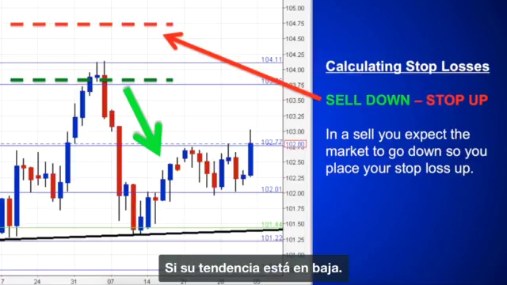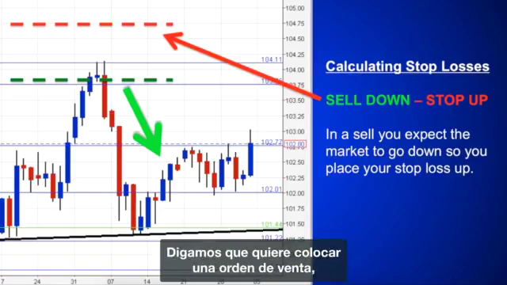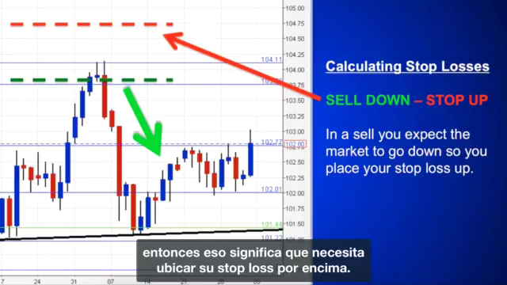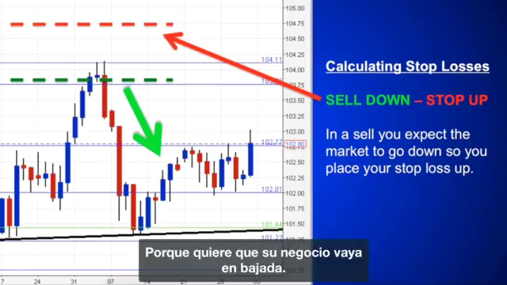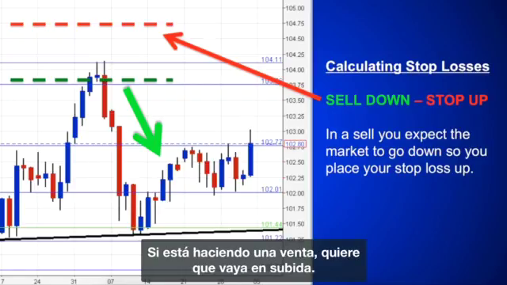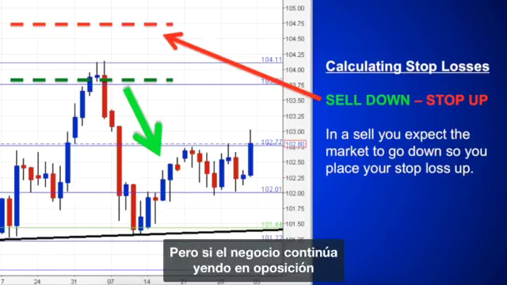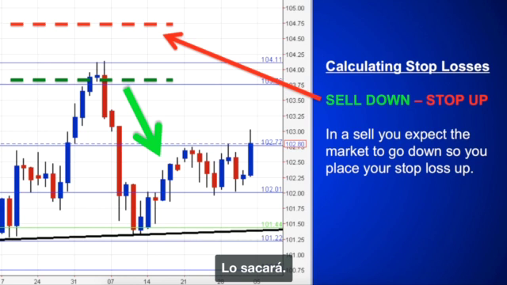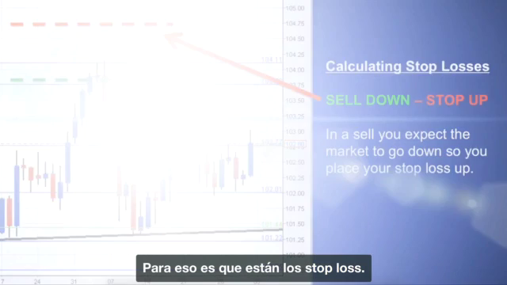If your trade is going down, say you want to place a sell order, you're expecting the market to go down, then that means you need to place your stop loss above. Why? Because you want the trade to go downward. If you're doing a sell, you don't want it to go upward, but in the event that the trade keeps on going opposite of what you placed, it will take you out. That's what stop losses are for.